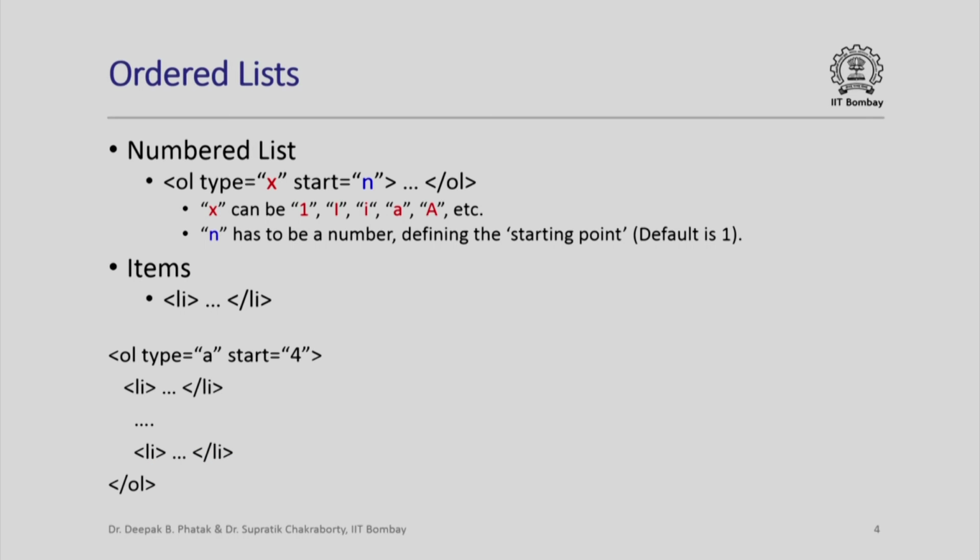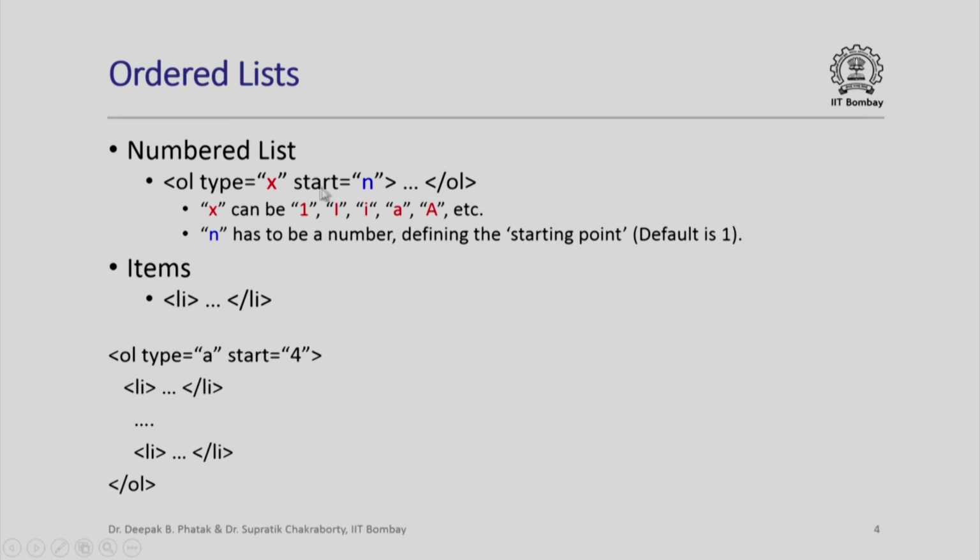Typically an ordered list is enclosed in the tags OL and /OL. The tag OL can be used to further define what type of ordered list that we want. So the type can be any one of 1, capital I, small a, capital A, etc. What it means is that my list could be either a numbered list 1, 2, 3, 4, or Roman capital I, II, III, IV, Roman small i, ii, iii, iv, alphabetical a, b, c, d, e, f, g, h, and capital alphabet A, B, C, D, etc. So this defines the type of the numbering that I want in my list.